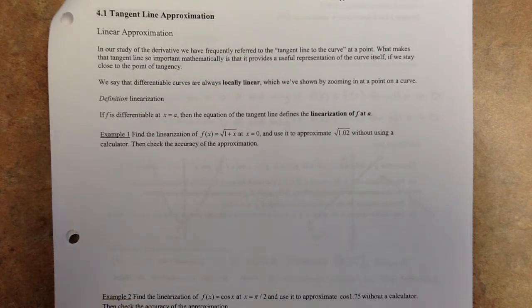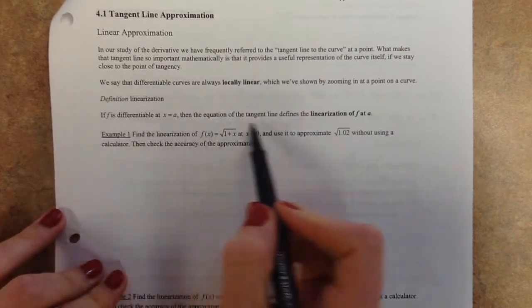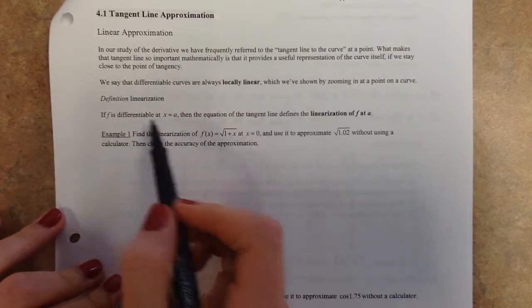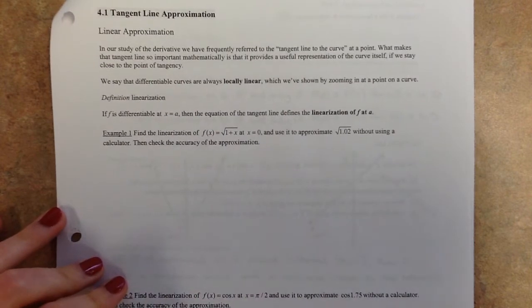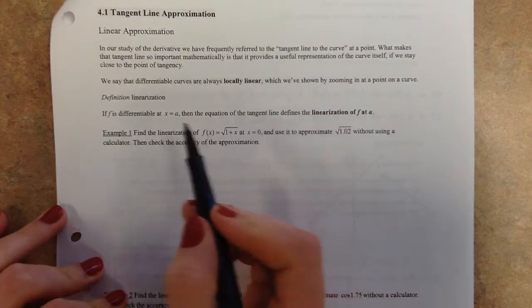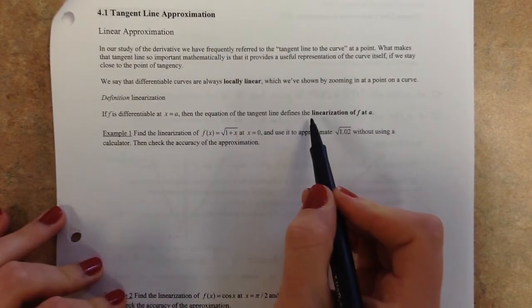All right, so linearization, we are talking about just this whole idea of tangent lines and using tangent lines. So I wrote that this is a definition, but this is pretty much the definition right here. So if f is differentiable, notice that's usually a precursor to whatever we're going to use, then the equation of the tangent line is the linearization.